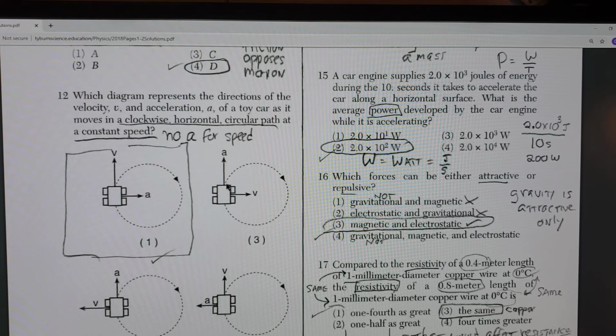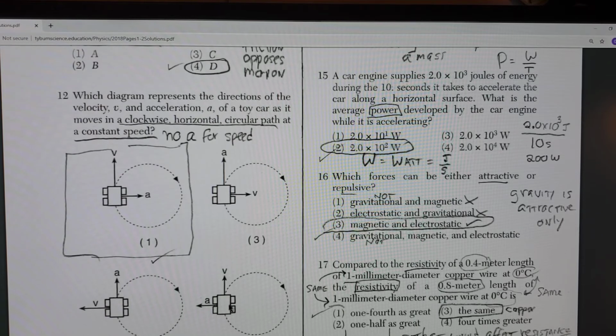Well, it's showing an acceleration this way, which would make the car speed up, and they say constant speed. A velocity this way would shift the car over to the right, and that doesn't even make sense, so no, it's not this one. This guy has acceleration, again making the car go faster, and the velocity shifting it off to the left. That doesn't make any sense.